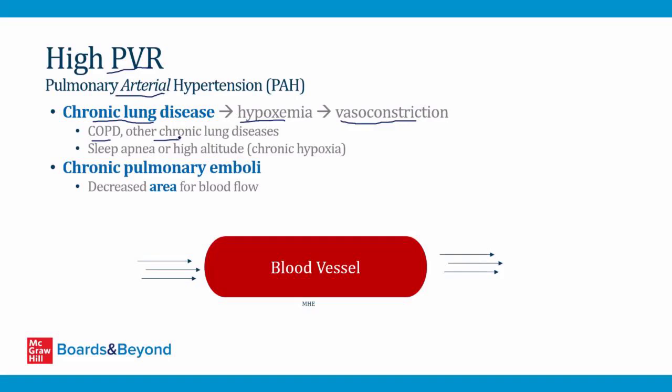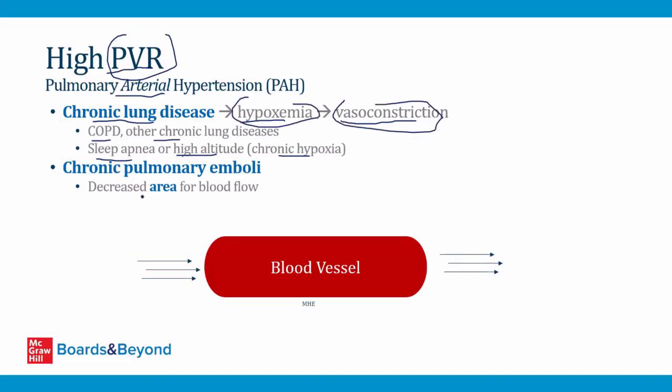You can also see pulmonary hypertension from high PVR in patients who have sleep apnea or patients who are at high altitude exposed to chronic hypoxia. Anything basically that causes chronic hypoxemia is going to lead to vasoconstriction and a rise in the PVR, leading to pulmonary hypertension.